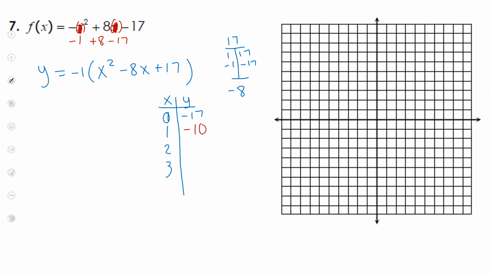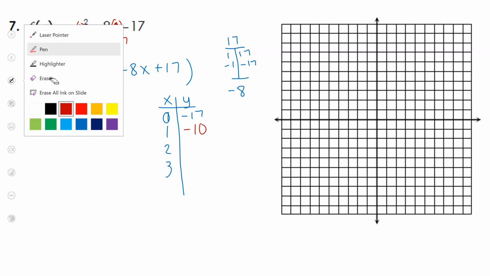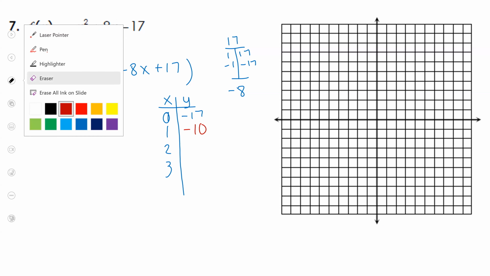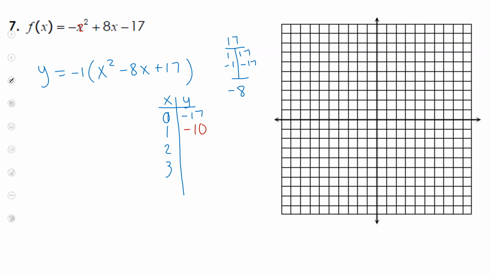All right, now let's plug in a 2. So I'm going to use the same equation up here. I'm going to plug in a 2 this time. So this is 2 squared, which is 4, and there's a minus in front. This will become 8 times 2 is 16, minus 17. What will this be? Looks like -5.